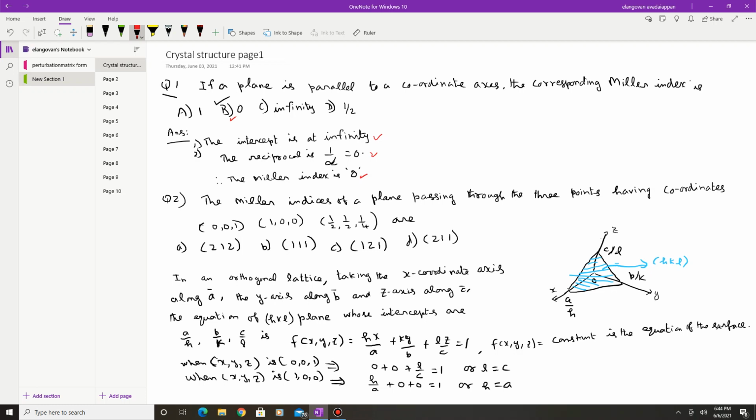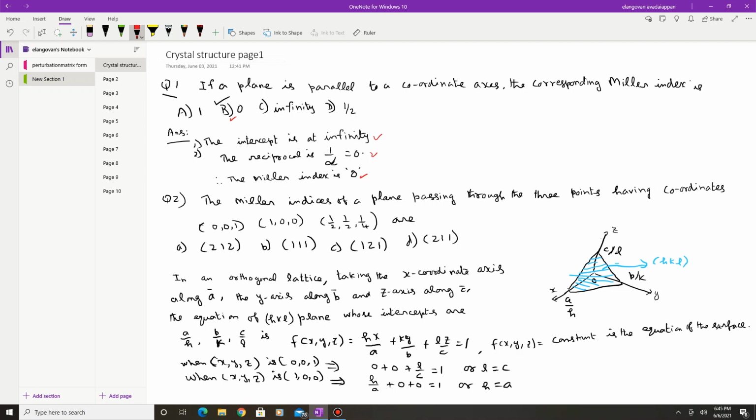Let us take the second problem. The Miller indices of a plane passing through the 3 points having coordinates 0, 0, 1, 1, 0, 0, half, half, 1 by 4. There are 4 options. Option A is 2, 1, 2, B is 1, 1, 1, C is 1, 2, 1, and option D is 2, 1, 1.